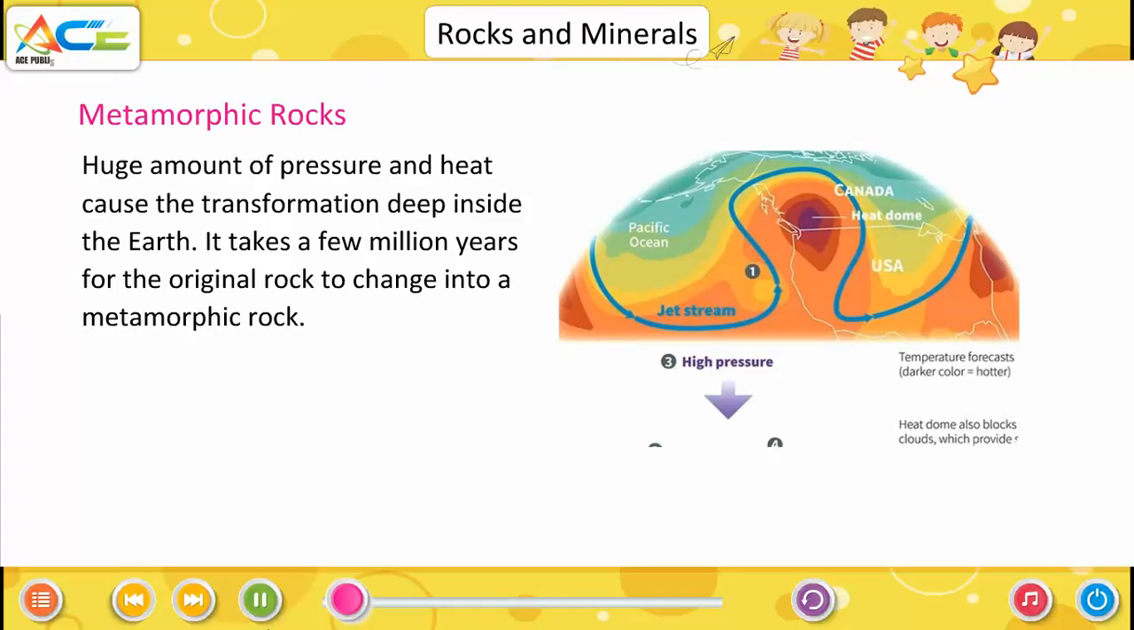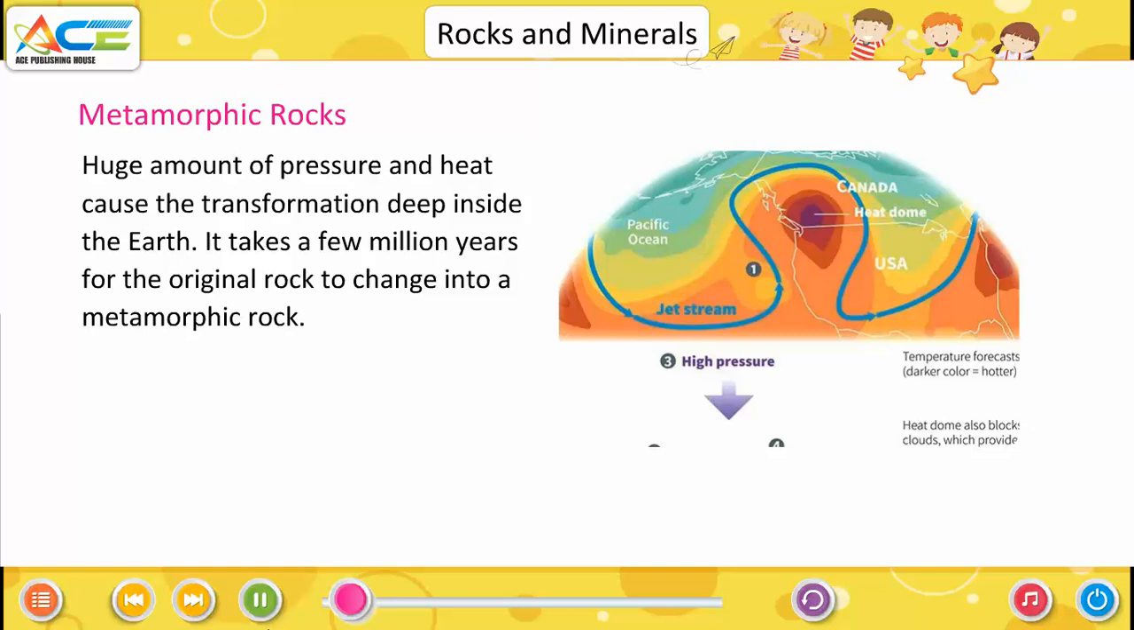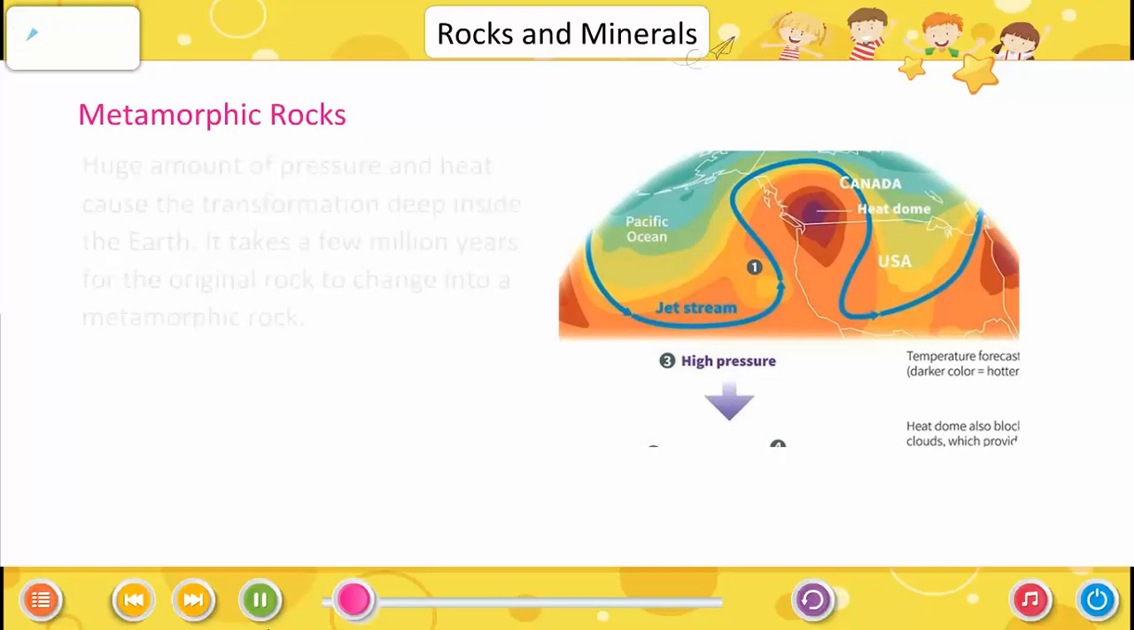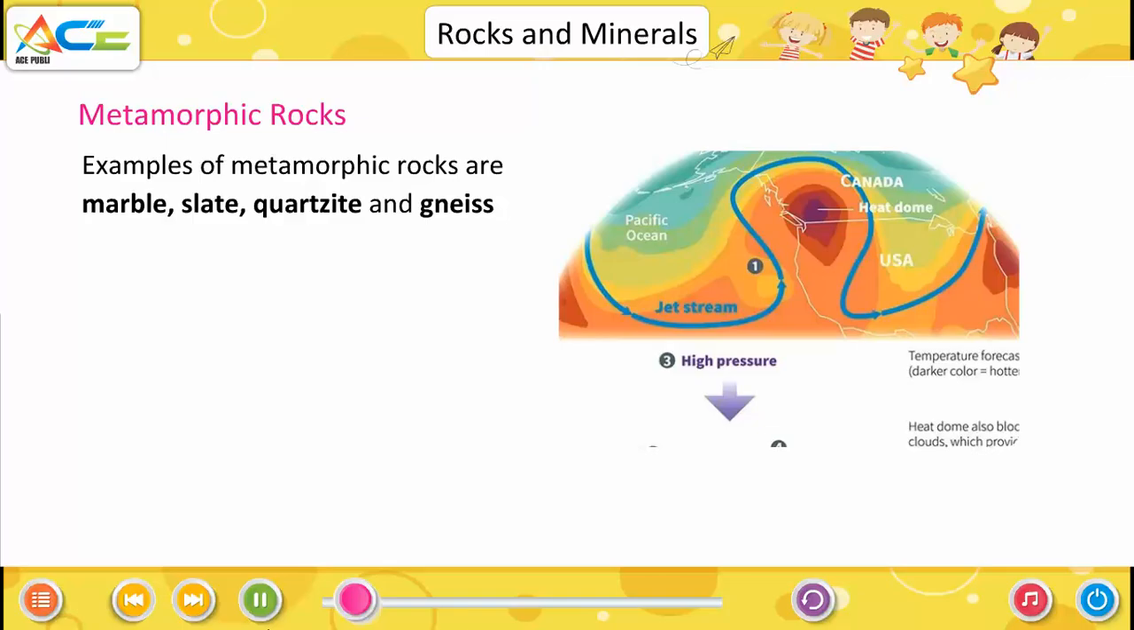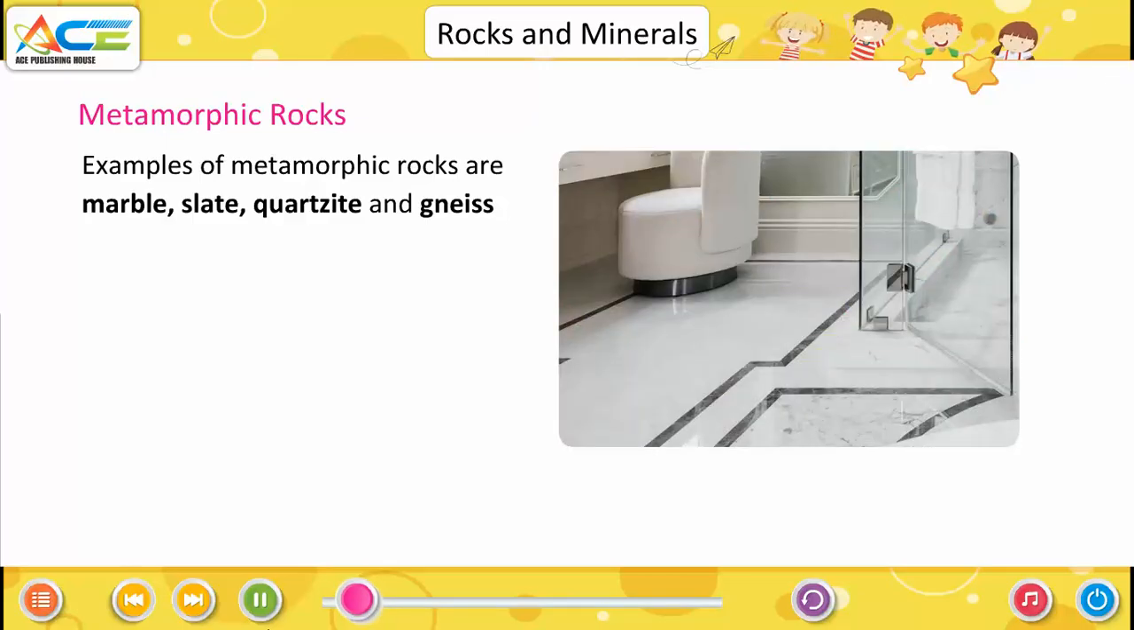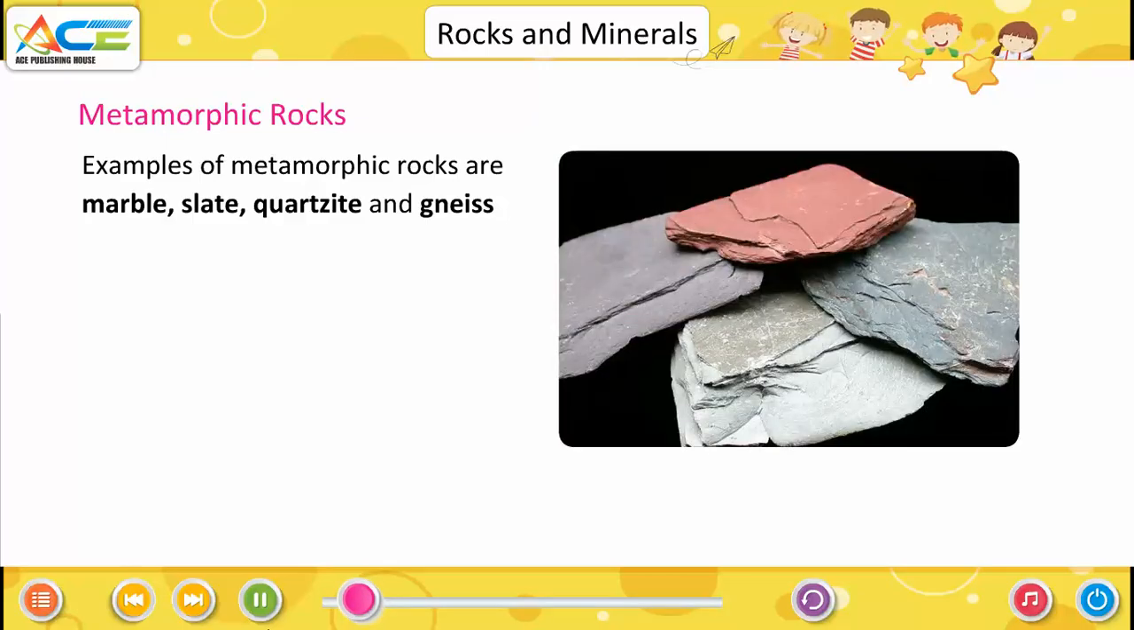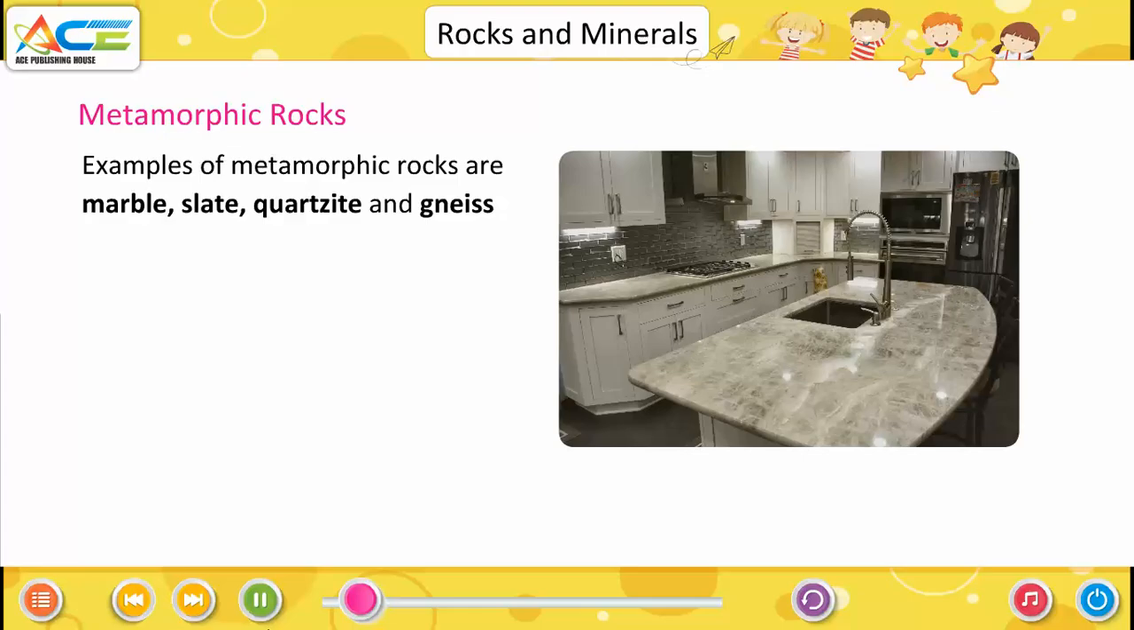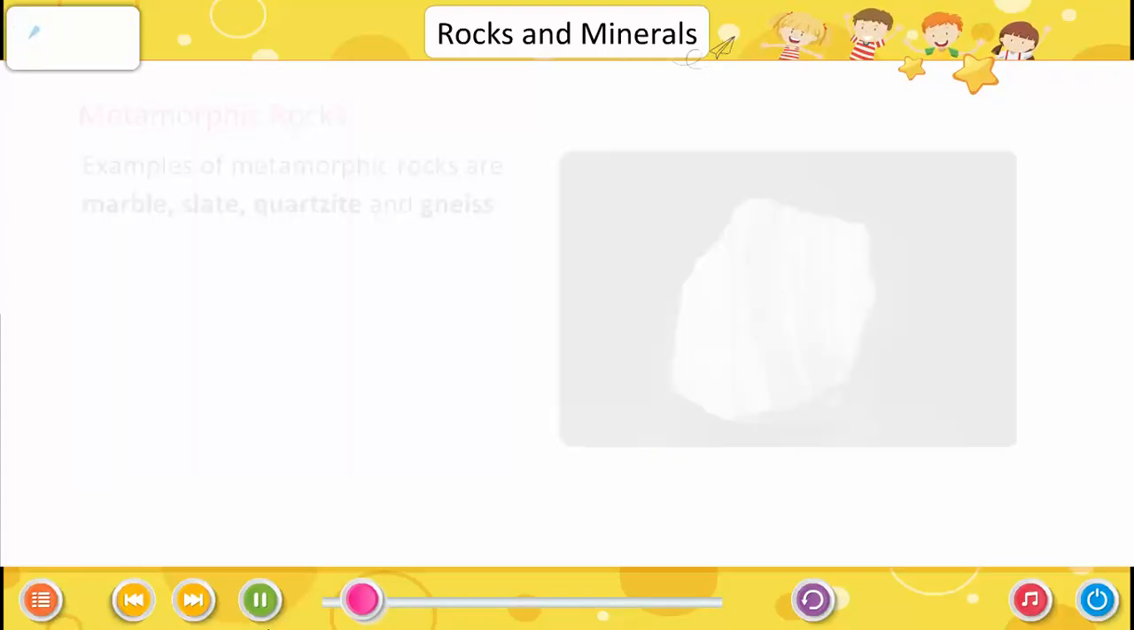It takes a few million years for the original rock to change into a metamorphic rock. Examples of metamorphic rocks are marble, slate, quartzite and gneiss.